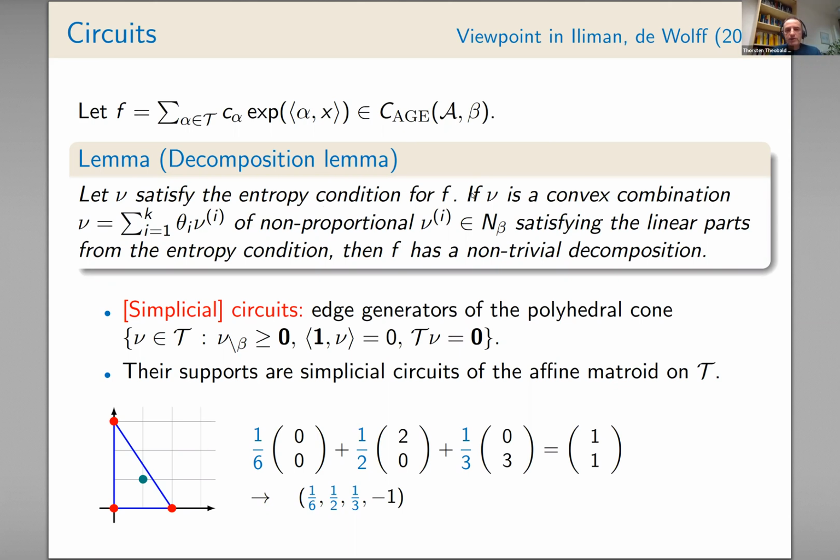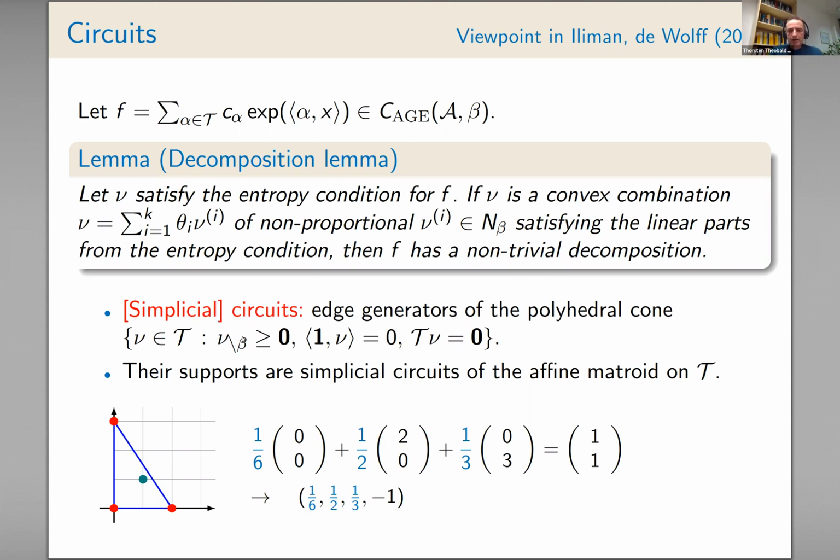And if nu is a convex combination of other non-proportional nu_i, which are satisfying all the linear conditions from the relative entropy condition, then F splits. It has a non-trivial decomposition. So therefore, this signomial can be written in terms of simpler signomials. And if we do not have this decomposition condition satisfied, this does not work. And if we do this, we eventually arrive at so-called simplicial circuits.